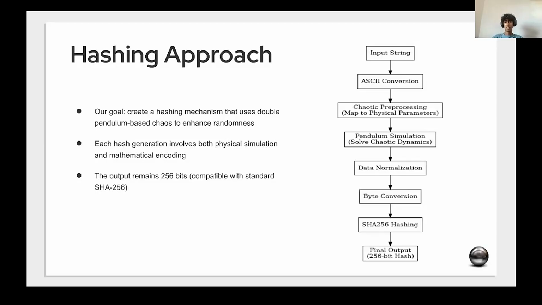So over on the right here, we can see a general flow chart of our hashing process, which I'll go into more depth later. We start from the input string, and then we convert the characters of the input string into numbers using an ASCII conversion. Then we take those numbers and map them to the physical parameters of the double pendulum. We then simulate this pendulum and solve the chaotic dynamics. Now that we have this chaotic data, we normalize it, convert it into bytes, and finally hash it through SHA-256 as a final gateway into our 256-bit hash at the end.